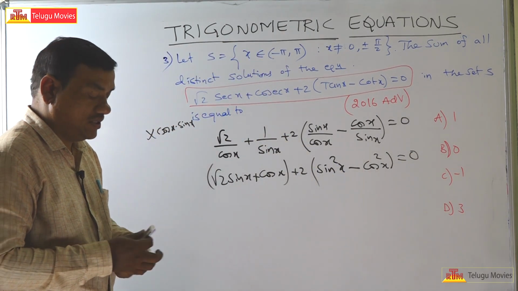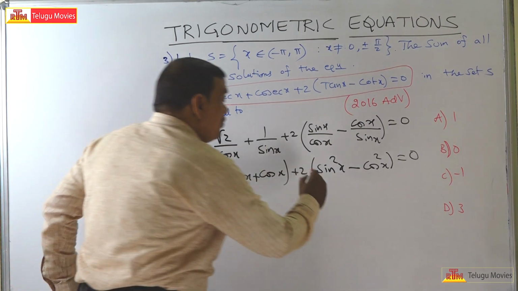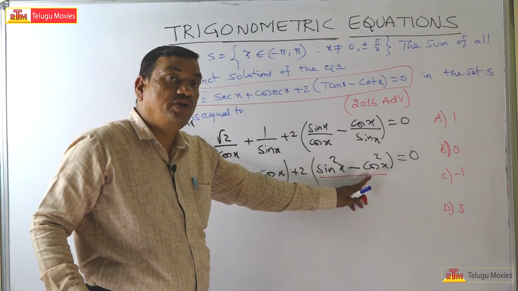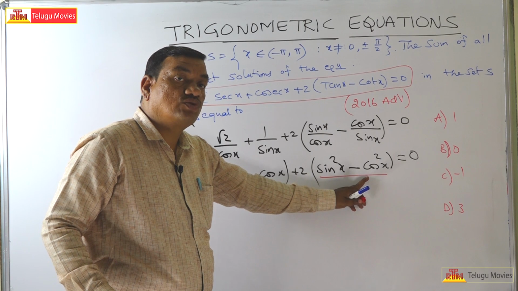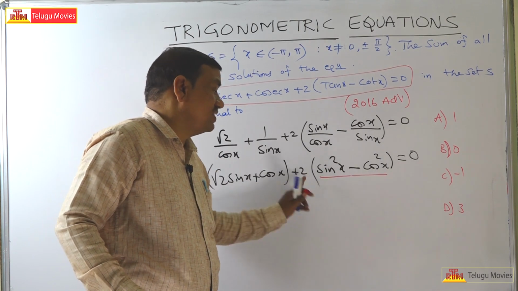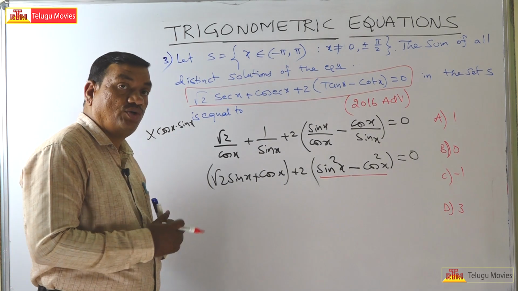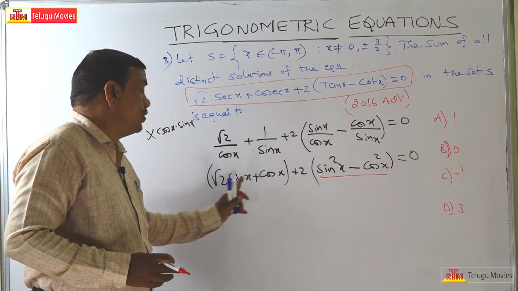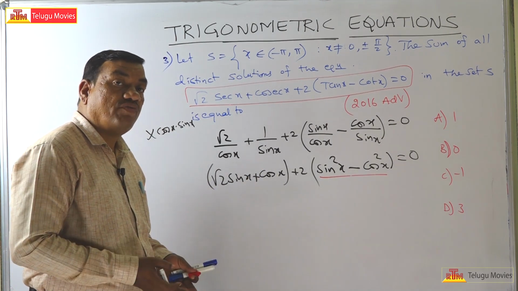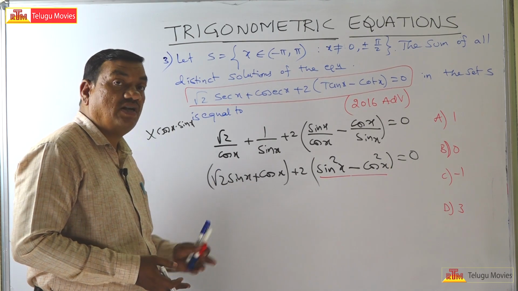So something happy. Why happy means up to here you can write down cos 2a is equal to cos square a minus sin square a. Of course it is minus. So this also you can make into a single entity. Here root 2 is there, here 1 is there. So root of a square plus b square, that is 2 plus 1.